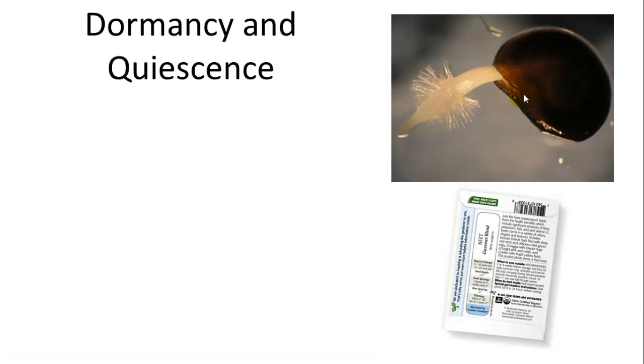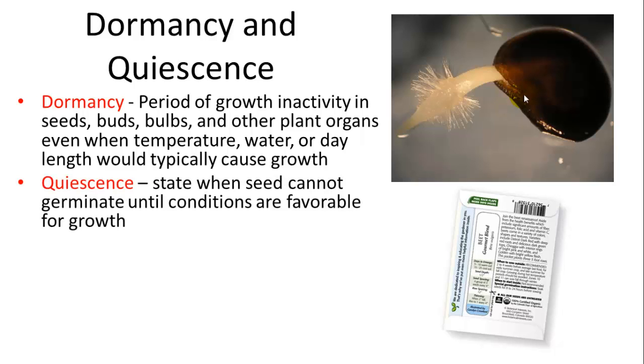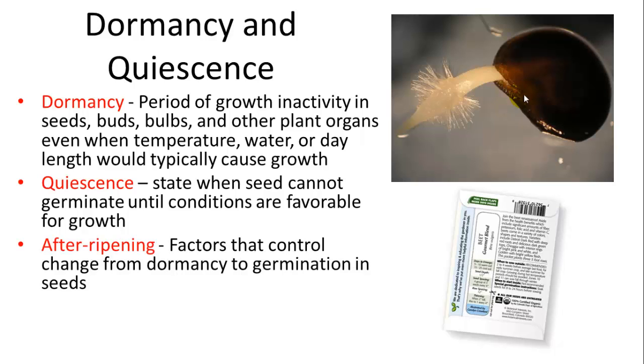Now, there are periods, of course, when growth doesn't occur, and that usually is dormancy. So this is inactivity of seeds, buds, bulbs, other plant organs, when temperature, water, or day length would typically cause growth. Okay, so typically they could, but for whatever reason they are dormant. Quiescence then is the state when the seed cannot germinate until conditions are favorable for growth. So this may occur in a desert where it's quiescent for years until there is enough rain to go through its full germination and growth cycle while there is moisture available.